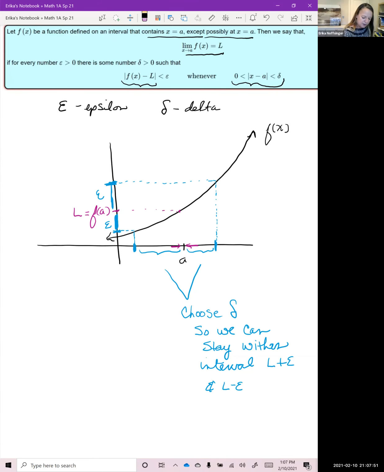Okay, so notice that in my picture, and this is possible, this distance between these two values looks like this interval in here is actually bigger than this interval in here. And so if I was trying to figure out what delta was in this case, I would have to choose the smaller value for the distance.